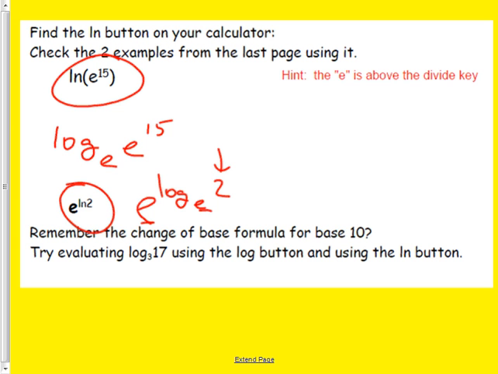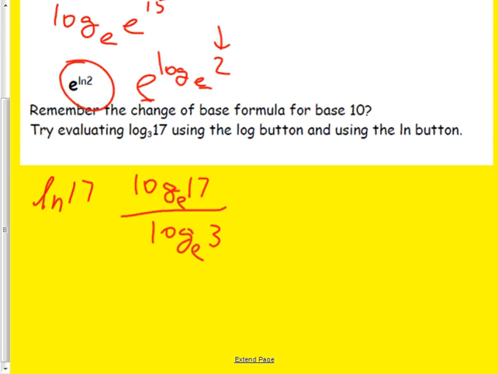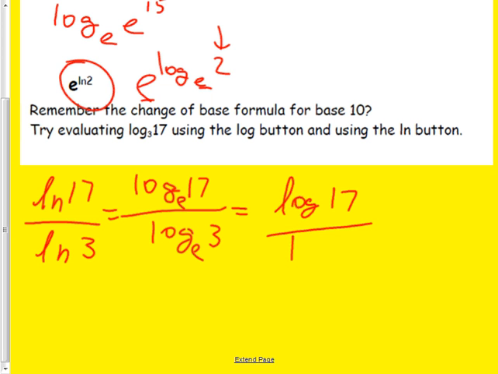All right. So how it says, remember the change of base formula for base 10? Basically what they're saying is, do you get we used to write in log 17 over log 3? And remember me telling you before that you could use any base you want? So what's the base we're introducing today? E. So you could use log base E. So if you did that, it would give you the same exact answer as if you said log 17 over log 3. So ln 17 over ln 3 would give you the same answer as this, which is the same as log 17 over log 3.